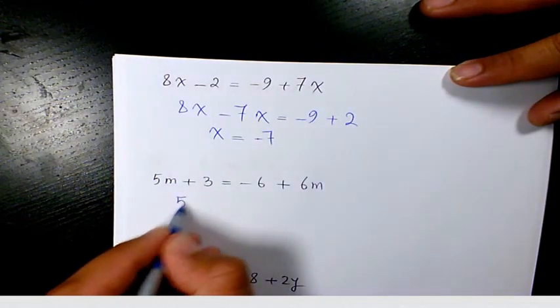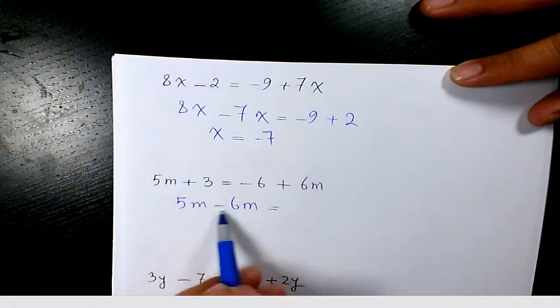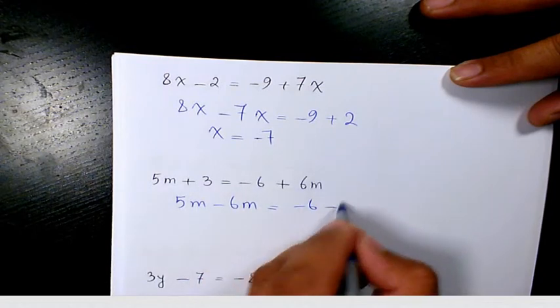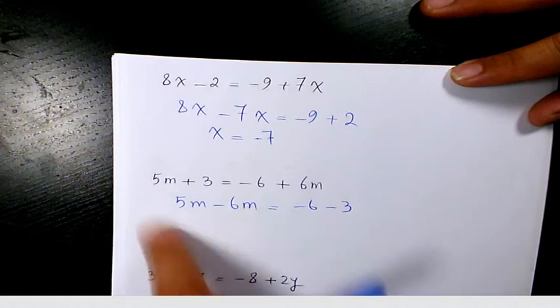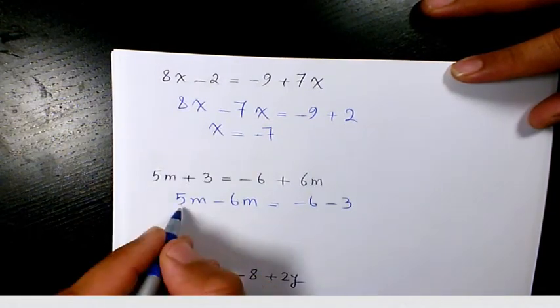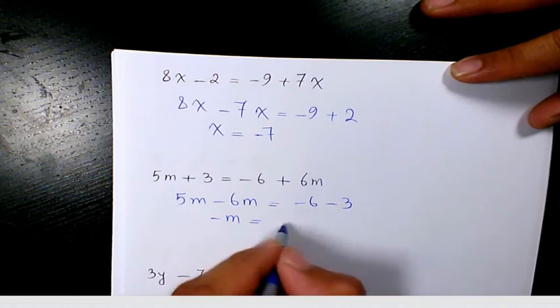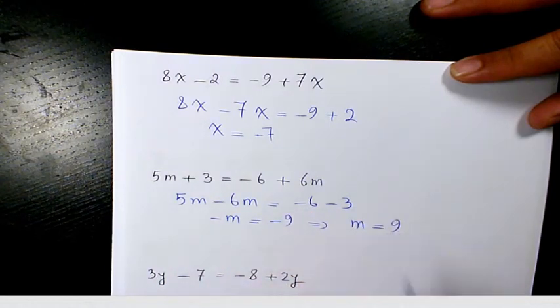This one, 5m. You move this one to the other side. Negative 6m becomes negative. And here we have negative 6. You move negative 3 here. It's going to be negative 3. See? The constants must be on one side and variables and the coefficient on the other side. 5m minus 6m is going to be negative m. Negative 6 and negative 3 is going to be negative 9. So m will be equal to 9.